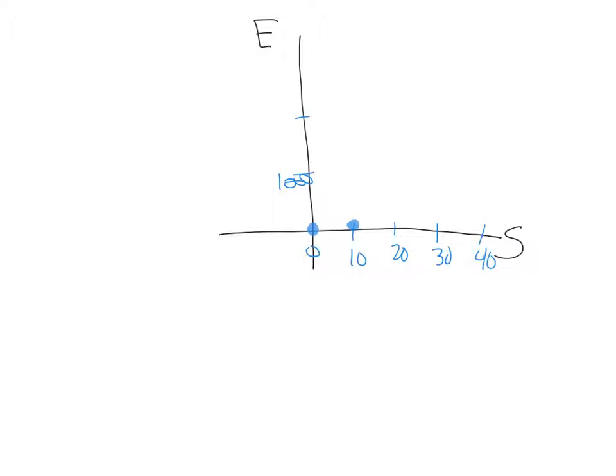$1,000, $2,000, $3,000. So at 20, we're about halfway. At 30, we were at 2,394, so maybe around there-ish. And then at 40, we're at 7,000, which is way high. I'm not graphing that one.